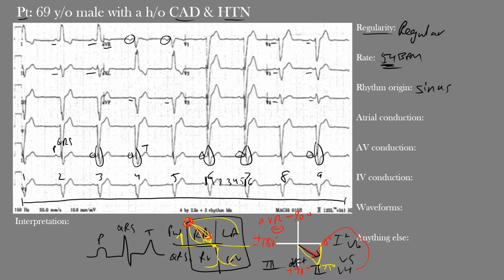So we have a regular rhythm at 54 beats per minute, below the normal sinus range, which is between 60 and 100, so a sinus bradycardia so far. And that's where we're at.